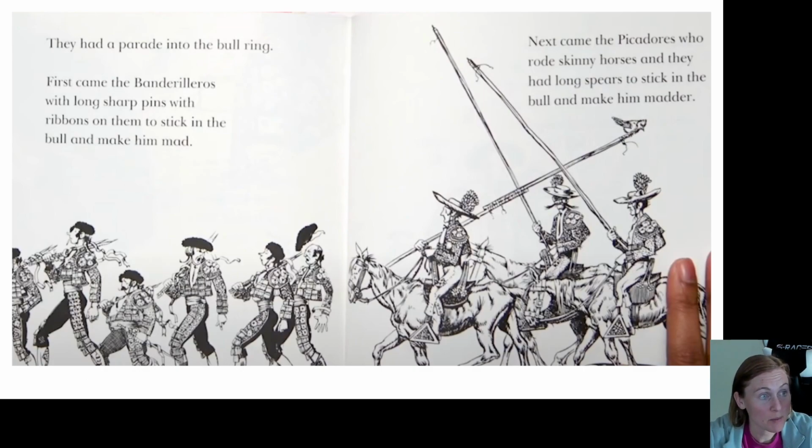First came the banderellos with long, sharp pins with ribbons on them to stick in the bull and make him mad. Goodness. Next came the picadors, who rode skinny horses, and they had long spears to stick in the bull and make him madder. Oh, goodness, right? This sport is one that's not always nice to the bull.